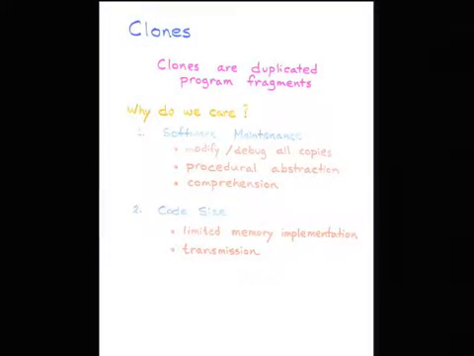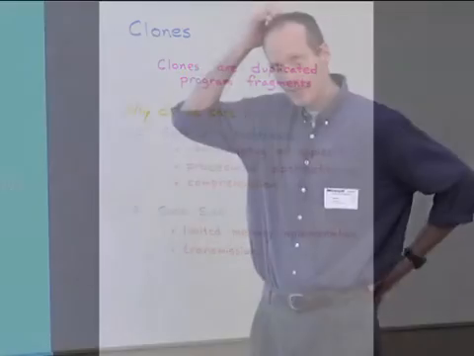So first of all, clones. Clones are duplicated fragments of code. And clones can occur at many different levels. They can occur at the source code level, and these are typically the copy-paste type programming clones. Somebody copies a piece of code, pastes it down, and then modifies it to do what they want to do.